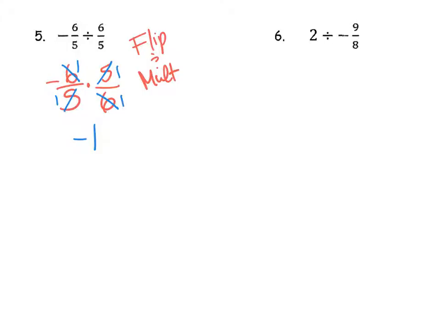Number 6. 2 over 1. Change it. Instead of 9/8, what do I write? Negative 8/9. Multiply straight across. 2 times negative 8. 16. And it's a negative 16. 1 times 9. 9. You think those simplify, 16 to 9. You're like, oh, 3 goes into it, but 3 doesn't go into 16. Bummer.